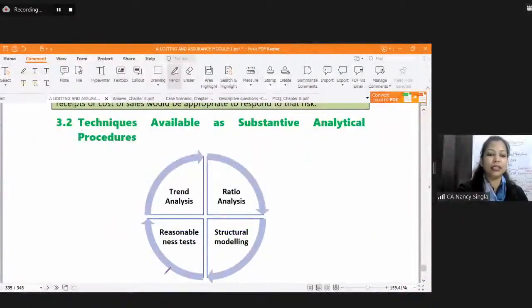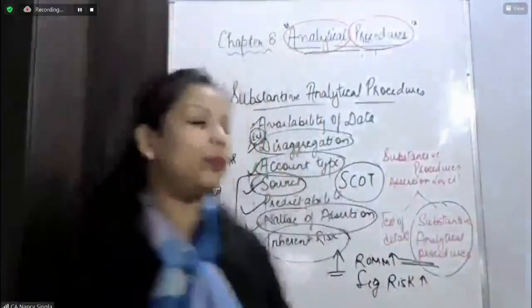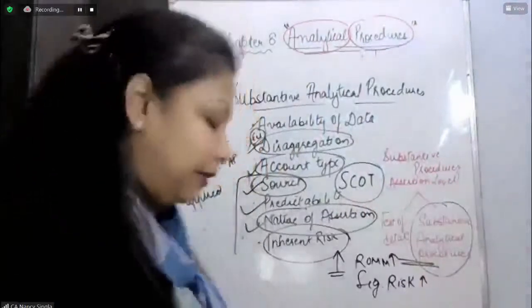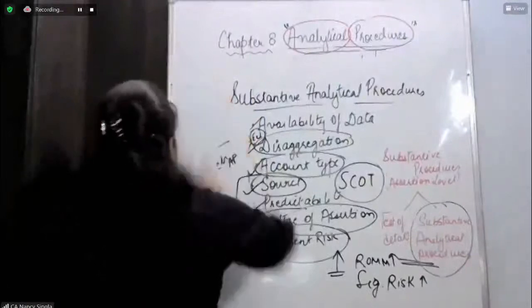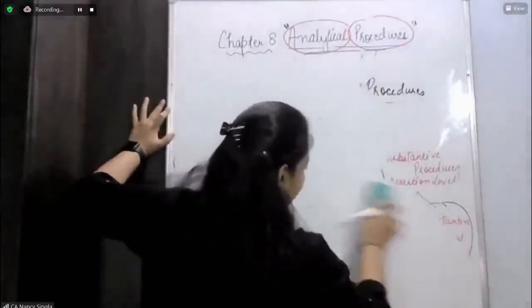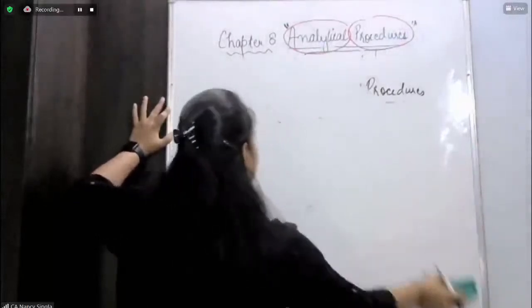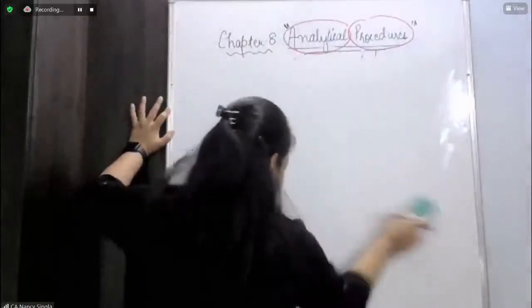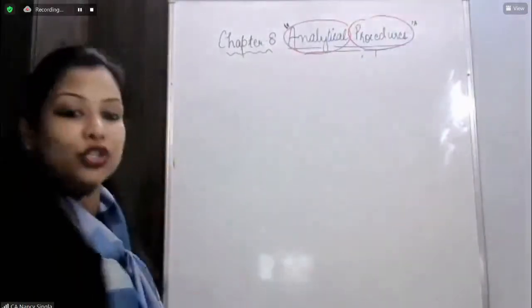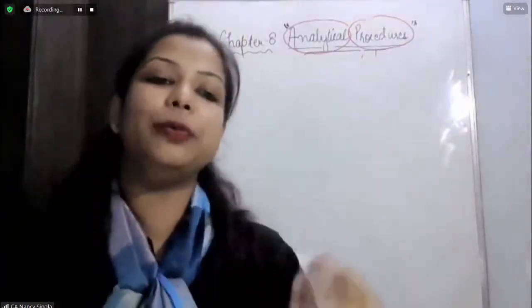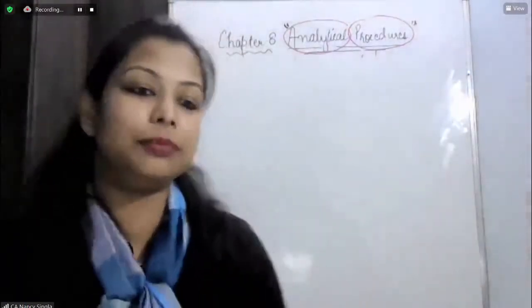So the topic was, what are the factors that the auditor will consider while deciding whether to perform analytical procedures as substantive analytical procedures. So I hope this topic is clear. Quickly reply whether it is clear or not. Or if there is any query, please send in the query.